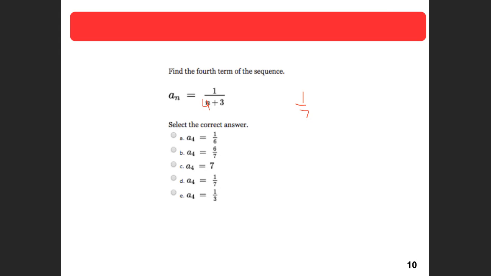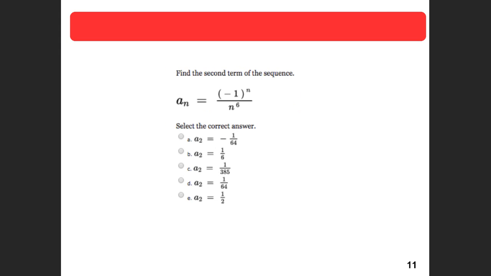All right. Find the second term of this sequence. I'll let you guys figure that one out. You should be able to do that. What is the second term?